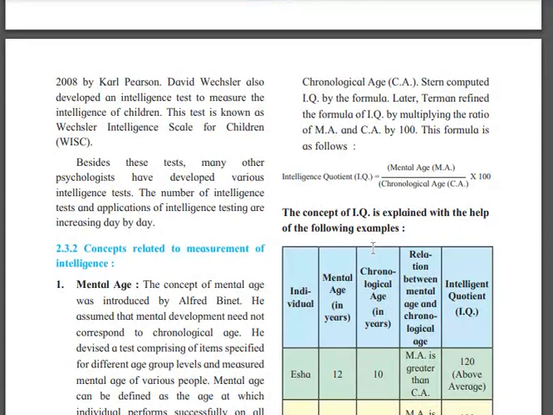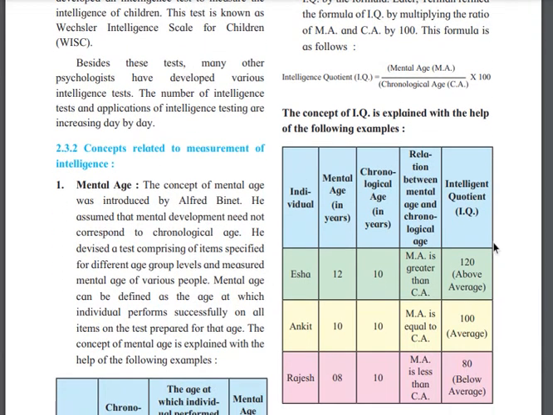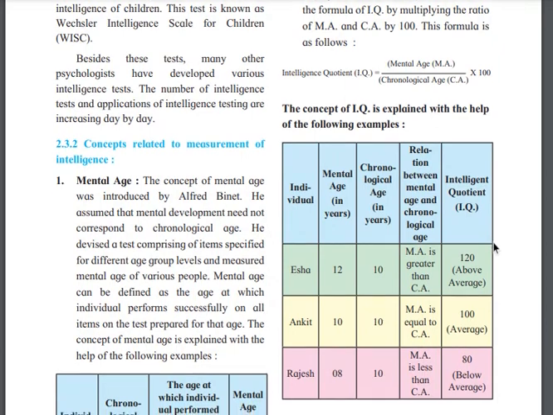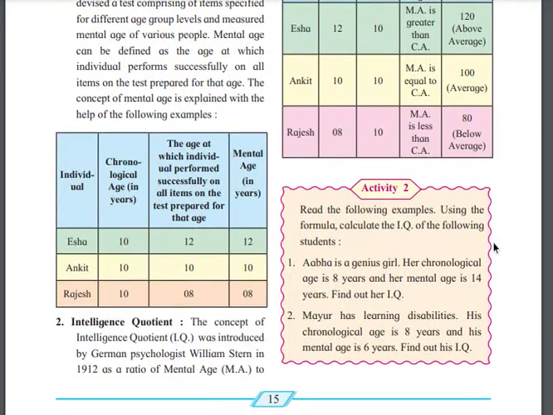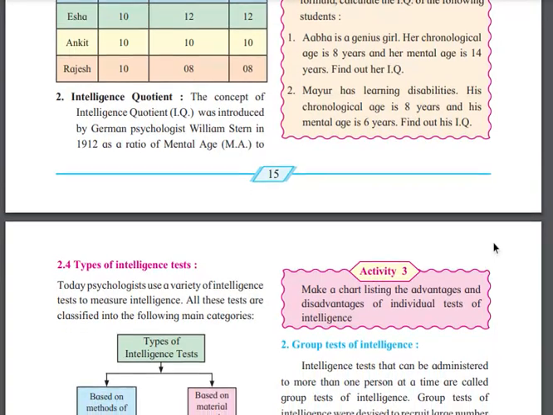Think about it. Yes, so you can put in the values, and mental age will be considered according to the kind of marks you get in the examination, like how many marks you get out of 100. The concept of IQ: if you have below 80, then you are below average. Okay.